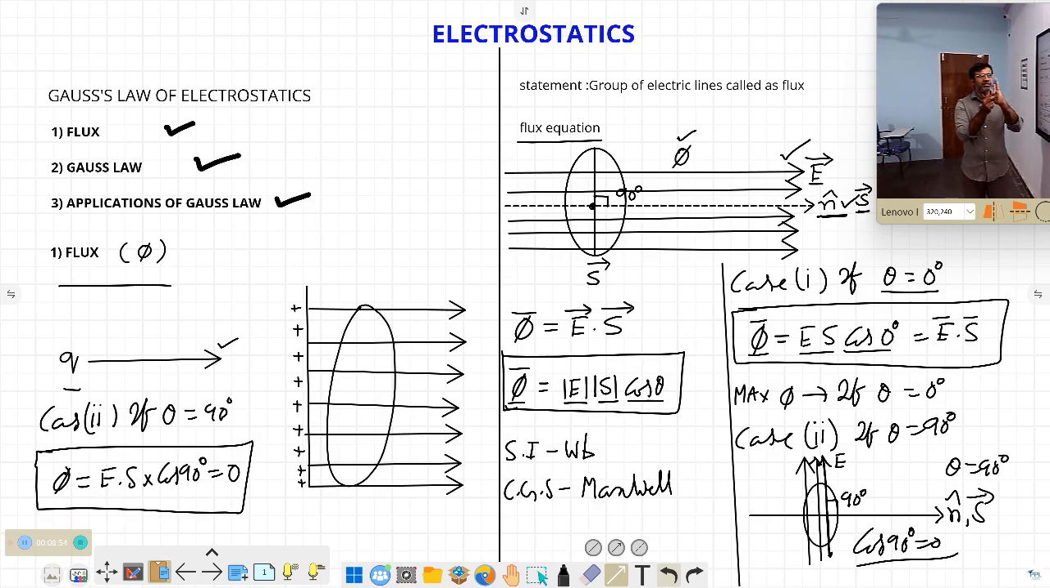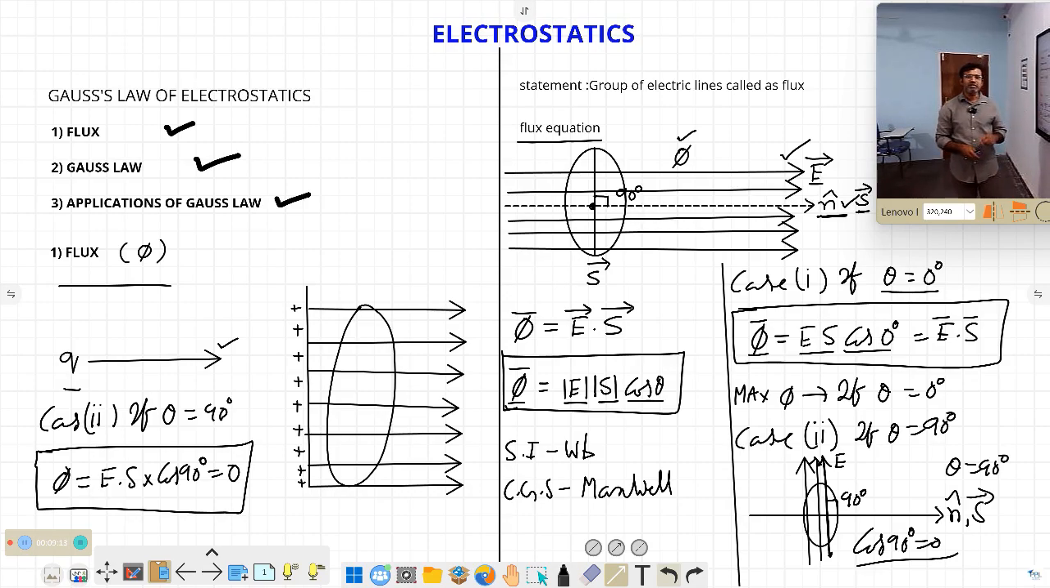If the electric field is passing like this, flux will be minimum. Simply, if you want to understand, take a pipe. If you say water is coming, the water will pass maximum through the area. Along the area, the water will not flow. Practically also, if you see, water will not flow like this; water comes out from this.